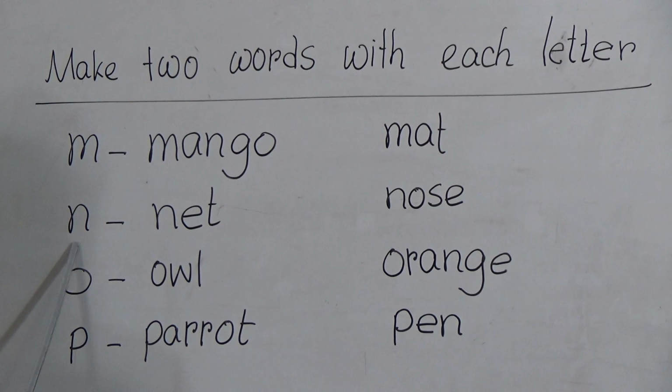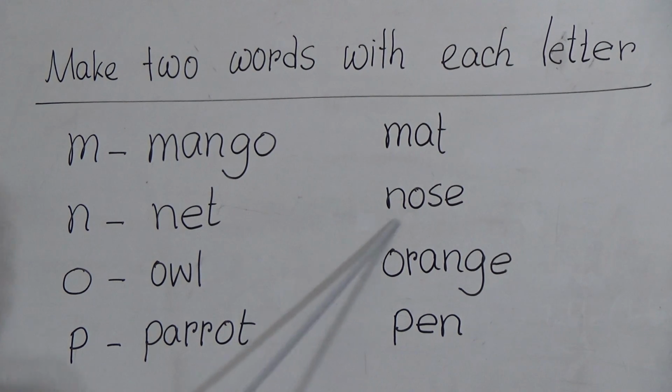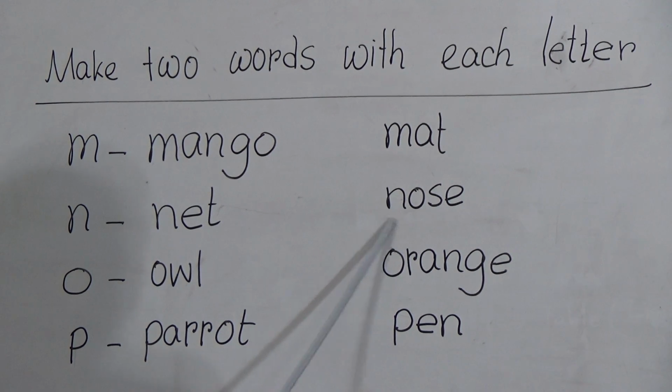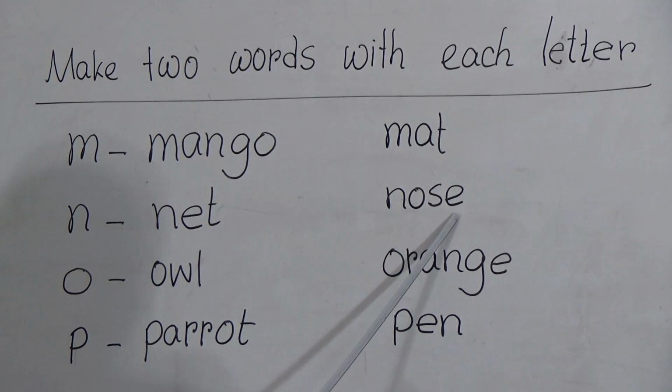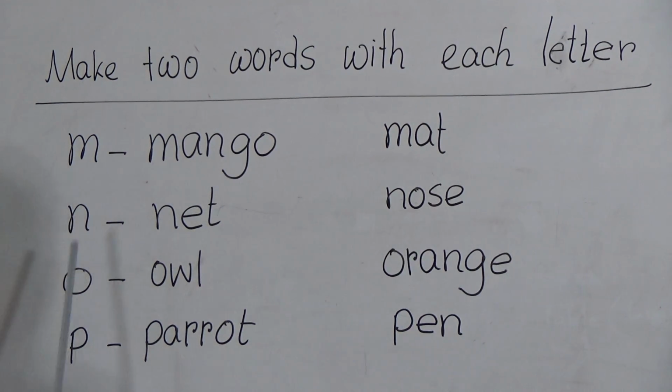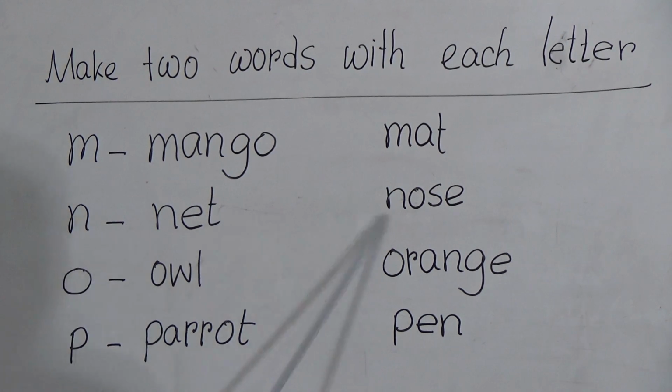Now the next one is N. N for net and N for nose. N-E-T, net. And this is nose. N-O-S-E, nose. So N for net and N for nose.